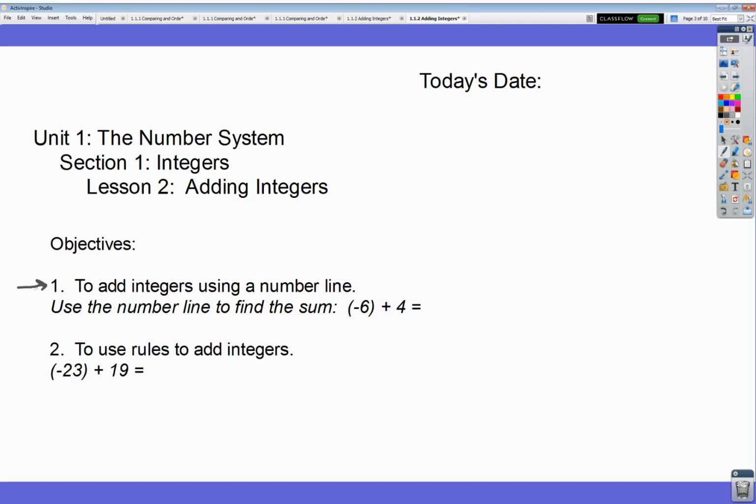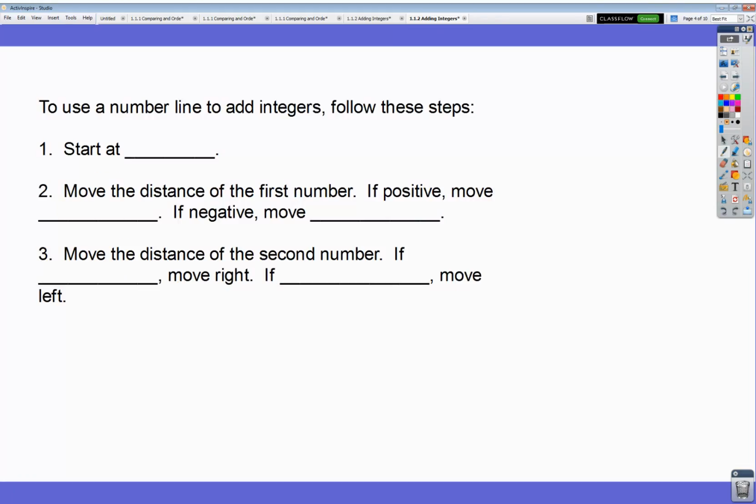So you might have a problem that says, use the number line to find the sum, and then you have something like -6 plus 4 equals something, and we'll use the number line to find out what that is. Objective 2 is using rules to add integers. Sometimes we'll be working with numbers that are too large to comfortably use the number line, so it's helpful to have some rules about what we do if we're adding numbers and one of them is negative. So we'll be talking about those rules in the second part of this video.